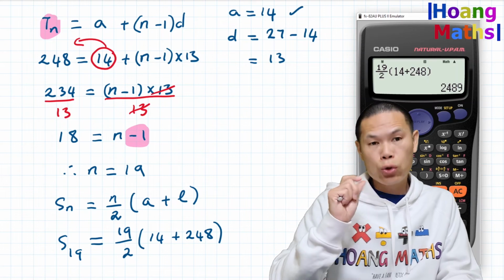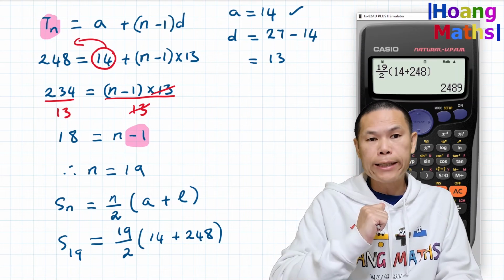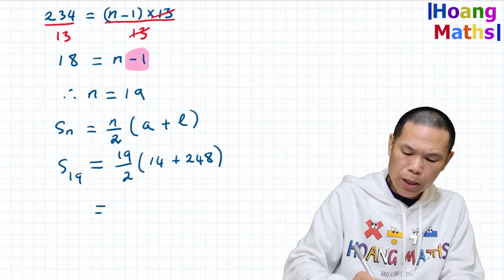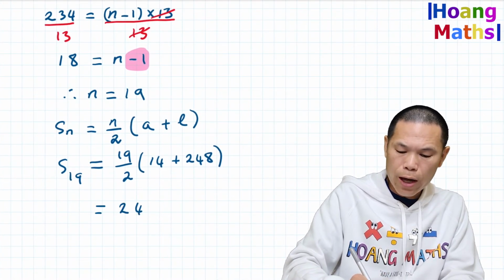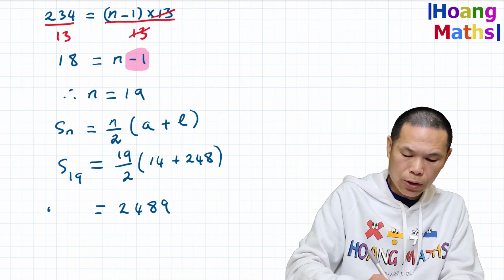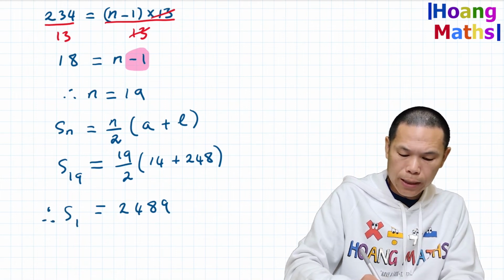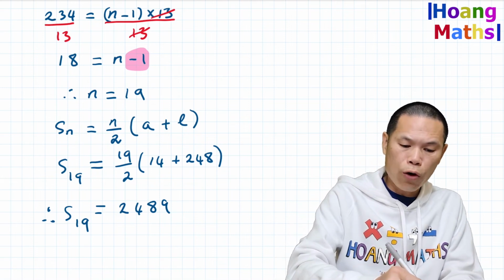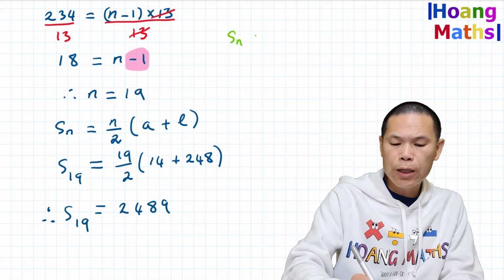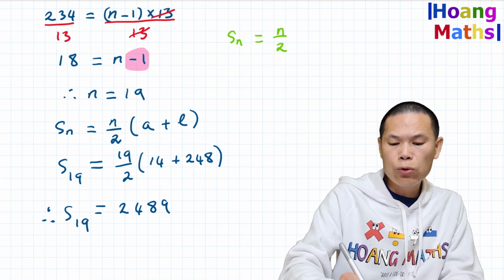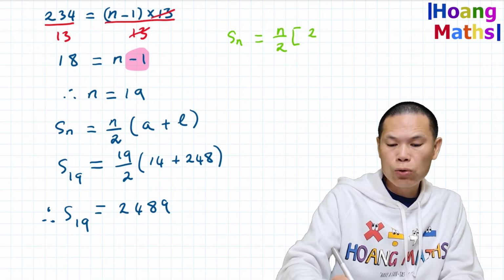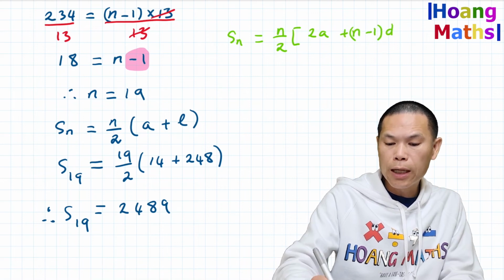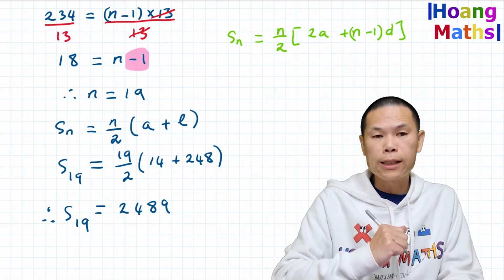There you go, 2,489. Therefore, S19 gives me 2,489. Or you could also use this formula, Sn equals n over 2 times 2a plus n minus 1 times d. If you use this, you should get the same answer.